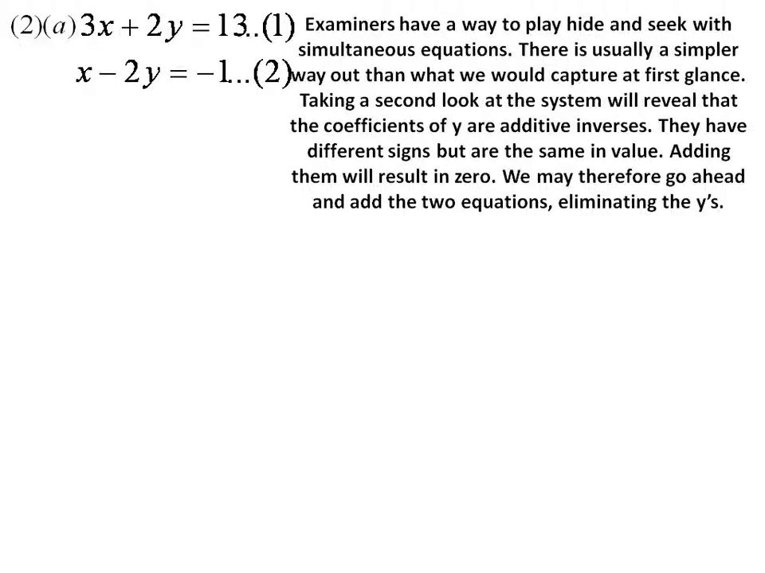Adding them will result in 0. We may therefore go ahead and add the two equations, eliminating the y's. So we have a positive 2 here and we have a negative 2 there. If we add them together, the result is 0. We may go straight ahead and add the two equations.